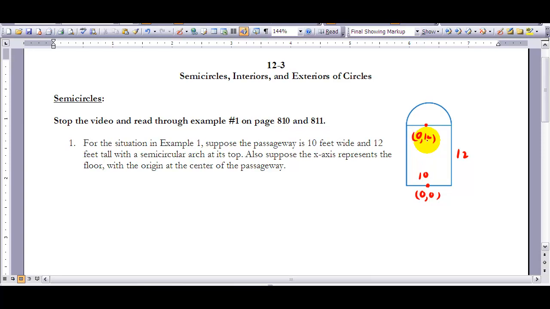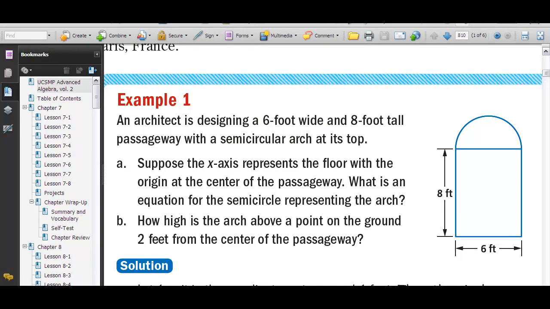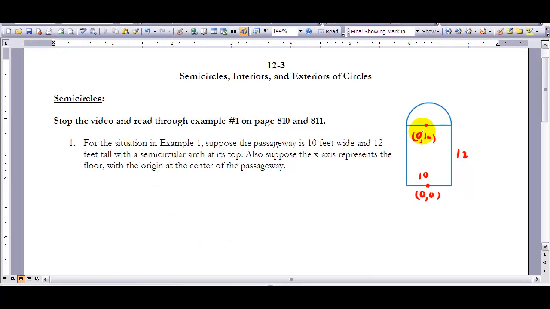The first thing I'm going to do, just like the first example, is find an equation for the semicircle representing the arch. My center is 0, 12. The radius of my circle is, well, I know it's 10 across here. This distance here is 10, therefore the radius of that circle has to be 5 units. So r is 5 because the diameter is 10. Therefore, the equation I can write is x minus 0, or just x squared, plus y minus 12 squared is equal to r squared, or 25.